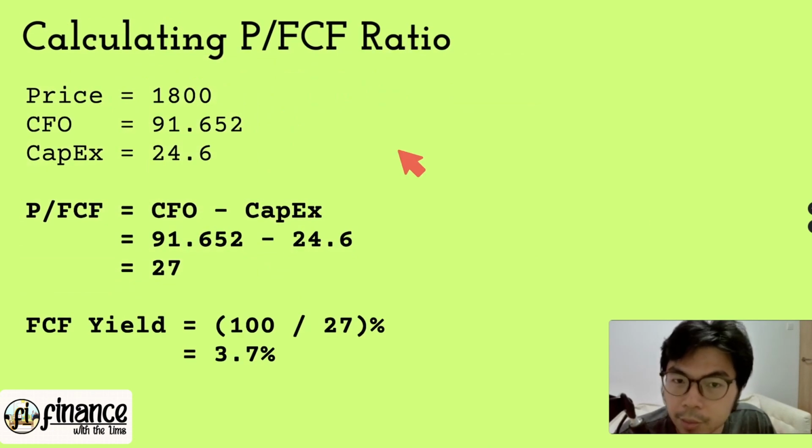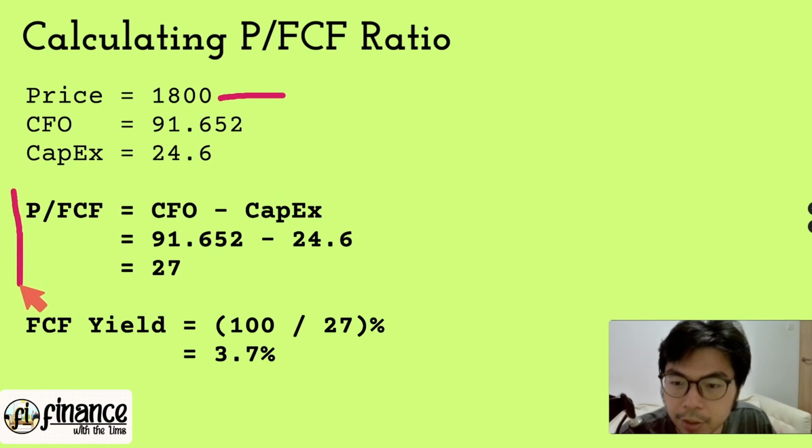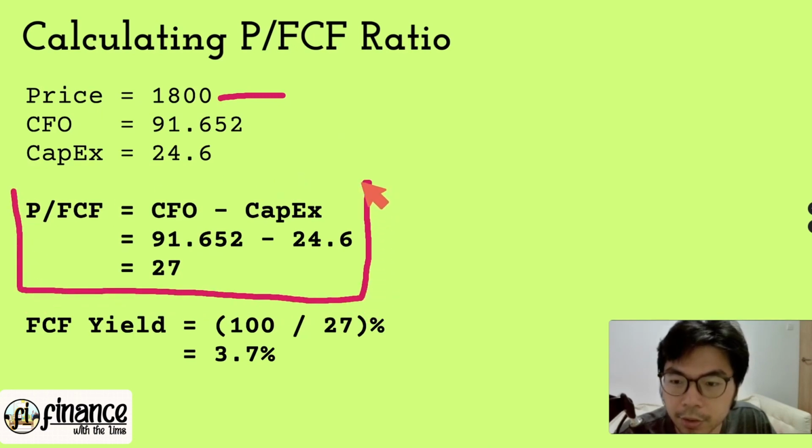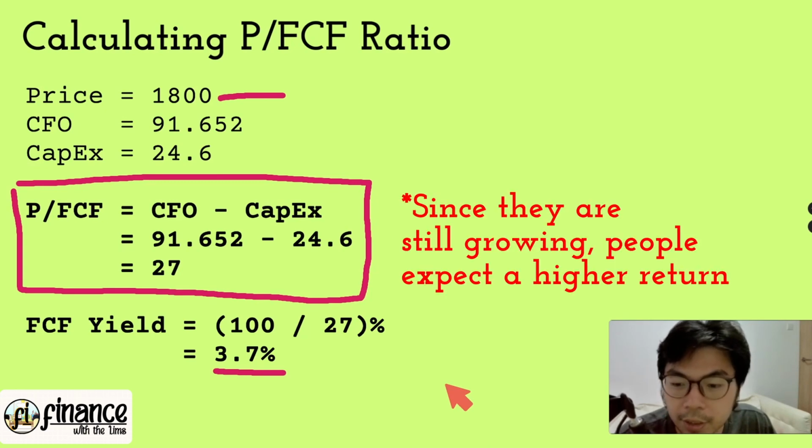Now we can calculate the price to free cash flow for Alphabet. Assuming that the market values them at $1.8 trillion, we take the cash from operations and subtract the capital expenditure. And this gives us 27 for the price to free cash flow. What this means is that if you bought the whole of Alphabet, you can expect to yield 3.7% from the free cash flow.